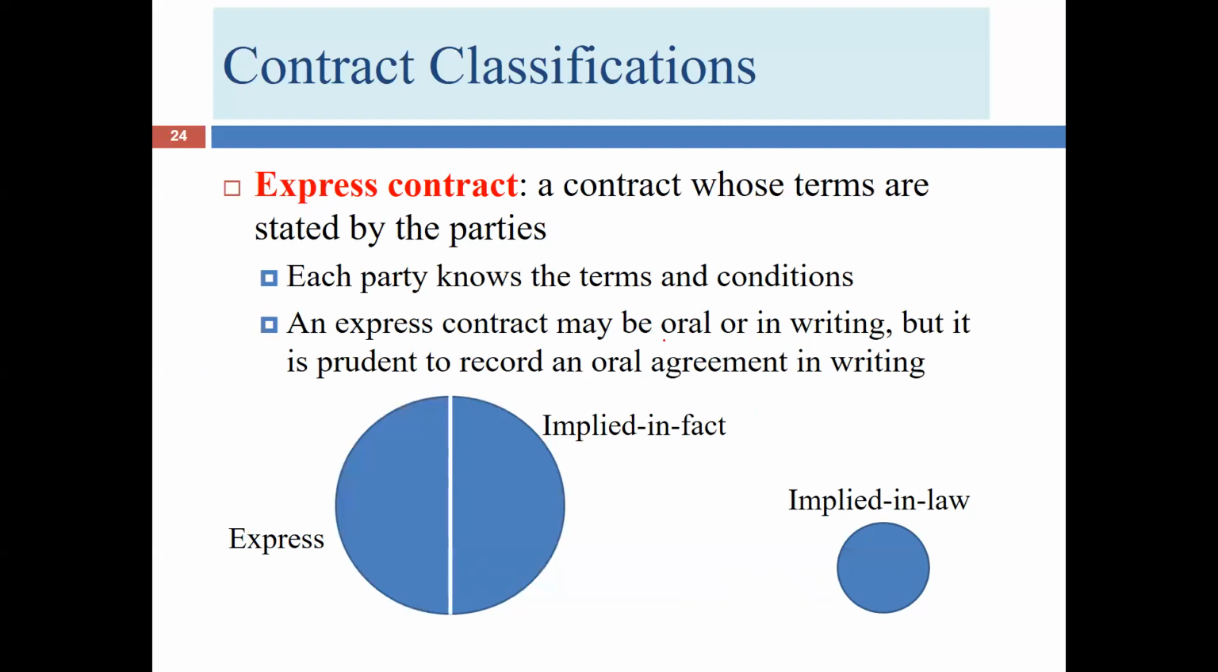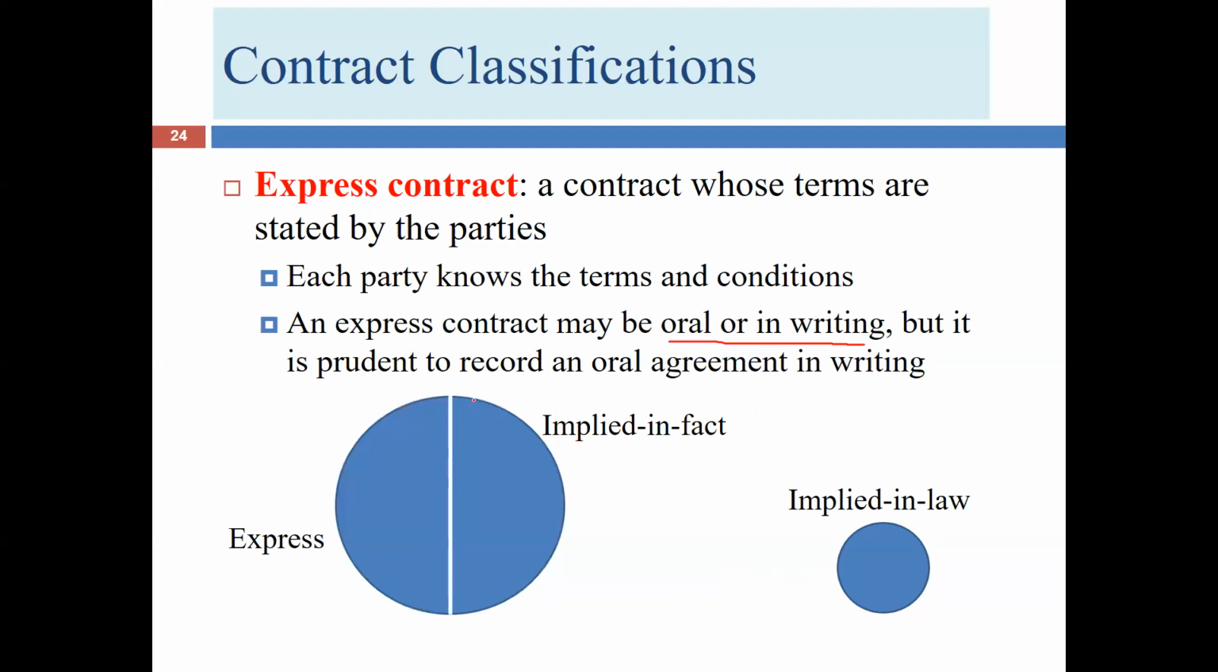It can be oral or in writing. It's one that is explicit about what the deal is. Another category of contracts is implied in fact contracts, which we're going to talk about in the next slide. But let's first of all look at this picture before we go into more details.